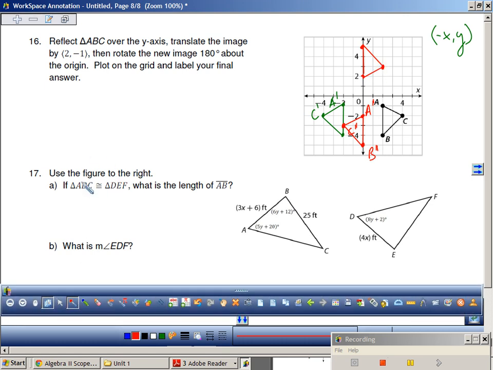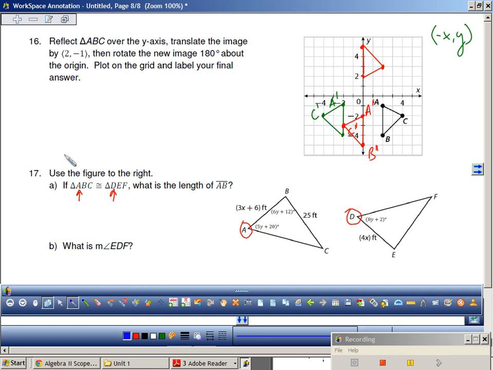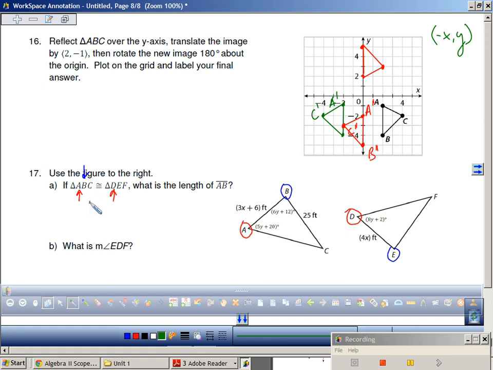So ABC is congruent with DEF. You guys should use color. So A goes with what? A goes to D. And B goes with what? E. And C and F. Wouldn't it be easier if you used some colored pencils or some highlighters on a test? C and F. That gives me an idea of what's going on, right?